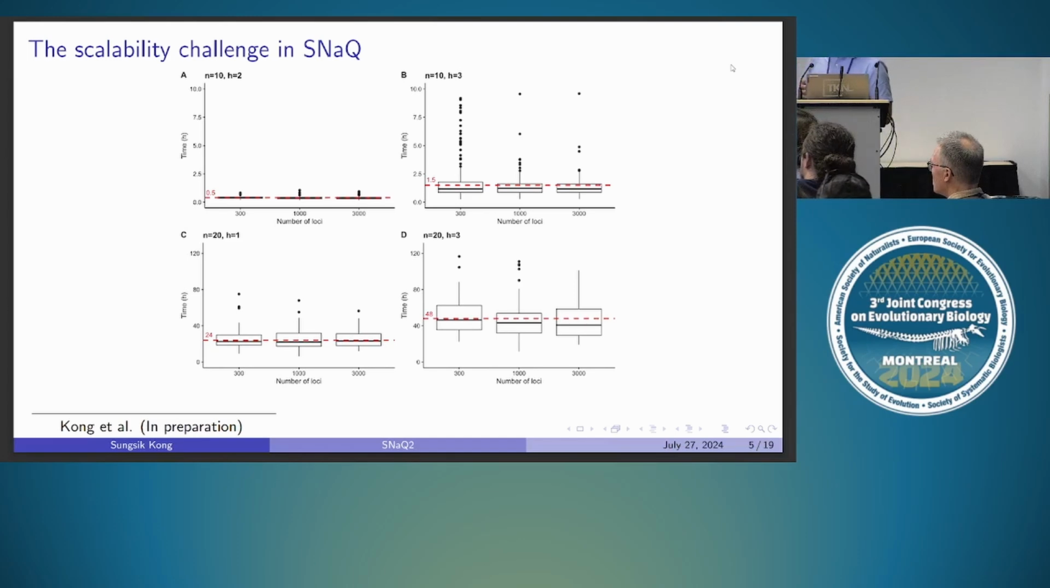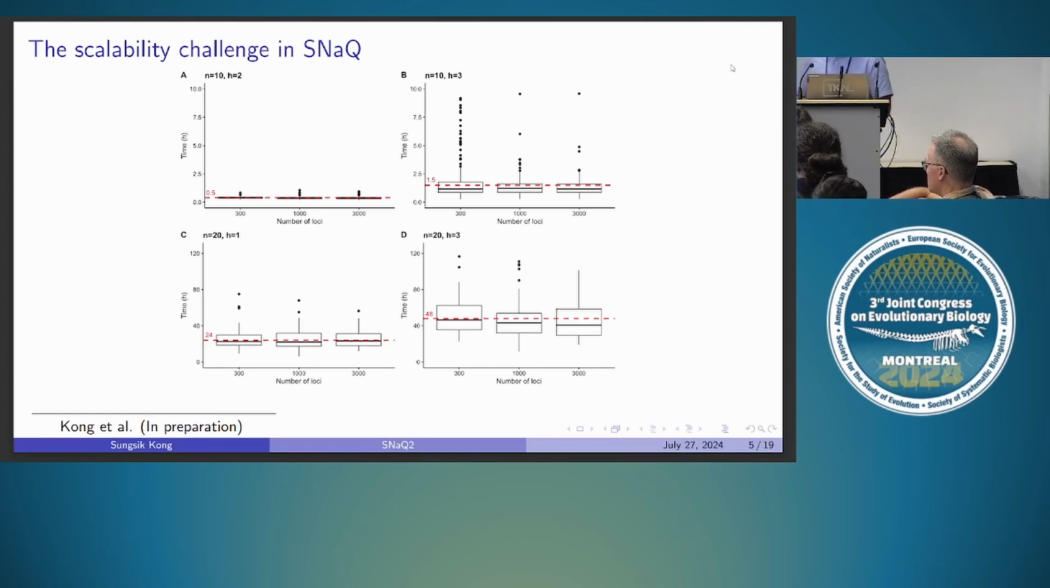When the network size is relatively small, in the top row, the computational time is definitely good. It's taking about half an hour to finish the analysis. And even though it has 3 reticulations, it finished the analysis in about 1 hour and a half on average. But when we have a larger network, not even that large, 20 leaves with a single reticulation, it takes 24 hours to finish, and when we increase the complexity by adding 2 more reticulations, it took 48 hours or more to finish the analysis.